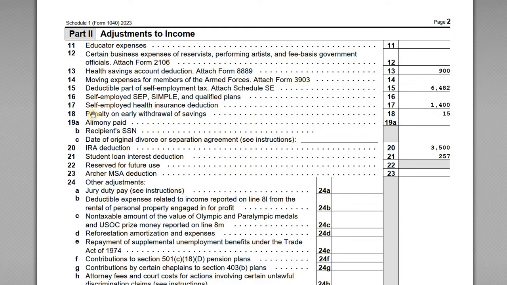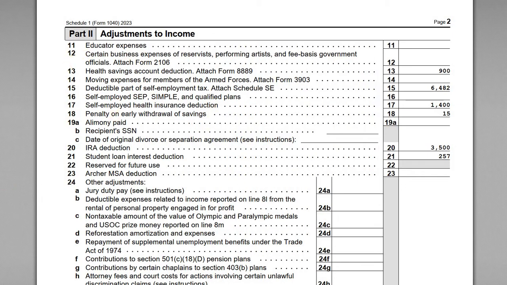Now, if you are self-employed and you make payments for health insurance, you can generally deduct those health insurance premiums. So in this case, Adam, being a self-employed person, did make some payments for health insurance, and so he included the amount on line 17.